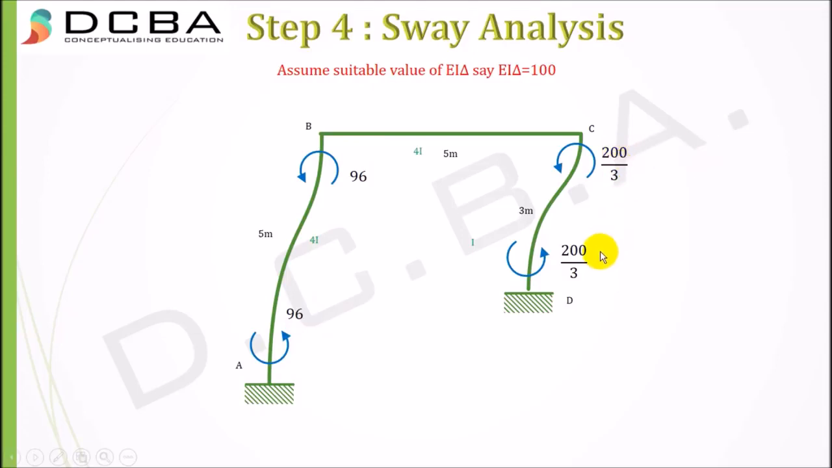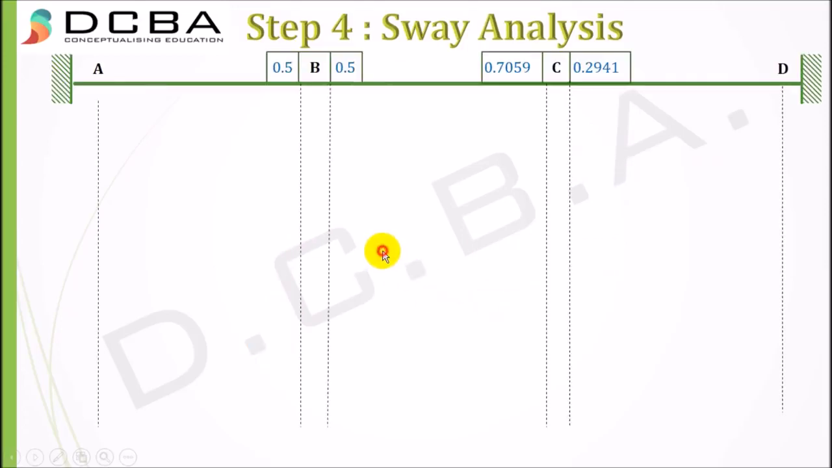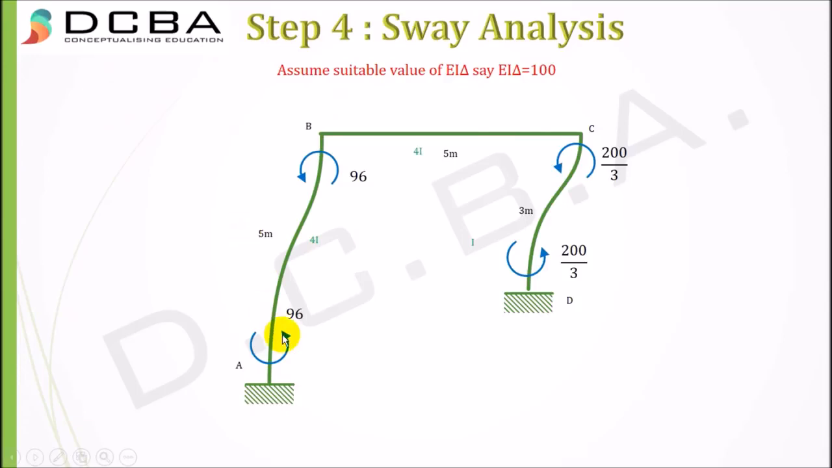Okay. Now I will do sway analysis, again moment distribution sway analysis, and I'll write those moments which I found right now, 96, 96. So anti-clockwise 96 would be minus 96. Again, since this is anti-clockwise, it will be minus 96, minus 200 by 3, minus 200 by 3.